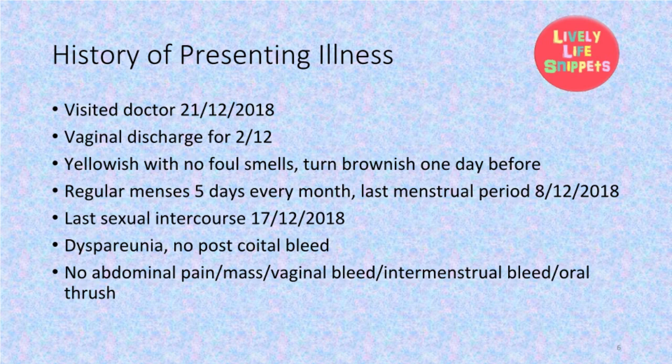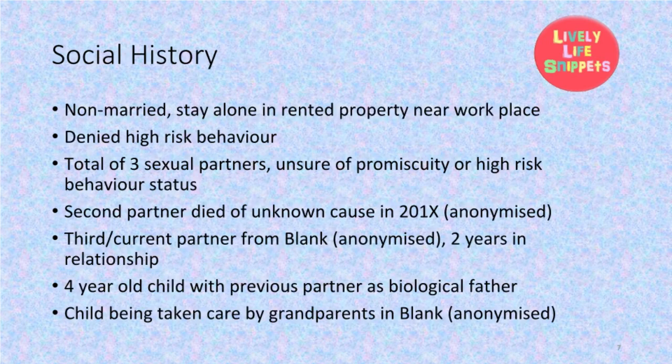She had no abdominal pain, mass, vaginal bleed, intermenstrual bleed or oral thrush. She was not married and stayed alone in a rented property near her workplace. She denied high-risk behavior and had a total of 3 sexual partners who were unsure of promiscuity or high-risk behavior status. Her second partner died in 201X of unknown cause.